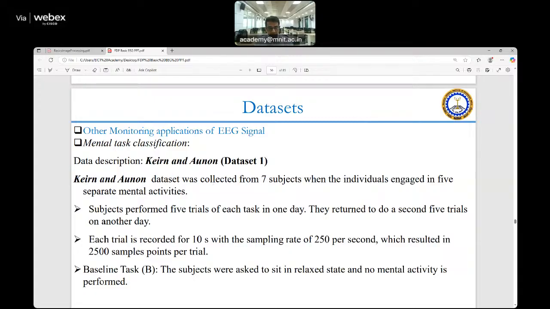What is the baseline task? For what activity will you attribute the activation? So we are saying that it is the subject when asked to sit in a relaxed state and no mental activity is performed, that EEG level is taken as the base.